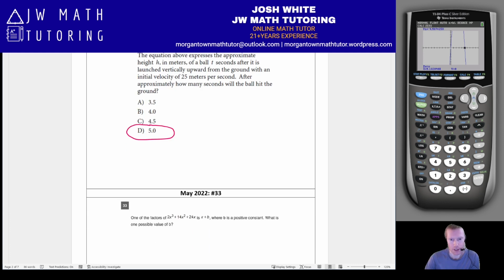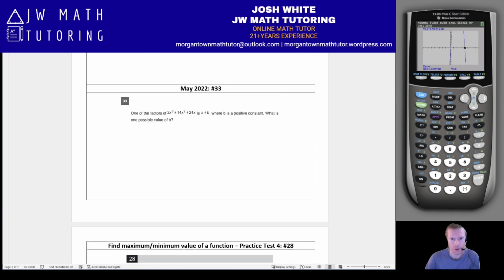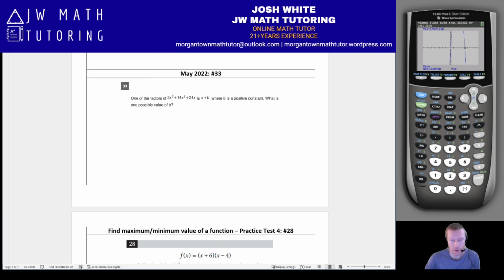The next problem we're going to take a look at, we're going to use the same function. It's from the May 2022 QAS that was just released a little while ago. It's problem number 33, and here you're given an expression. It tells you that one of the factors is x plus b, where b is a positive constant, and it asks for the value of b. So we can actually do the exact same process where we graph this function out and then look for its zeros, or where it crosses the x-axis.